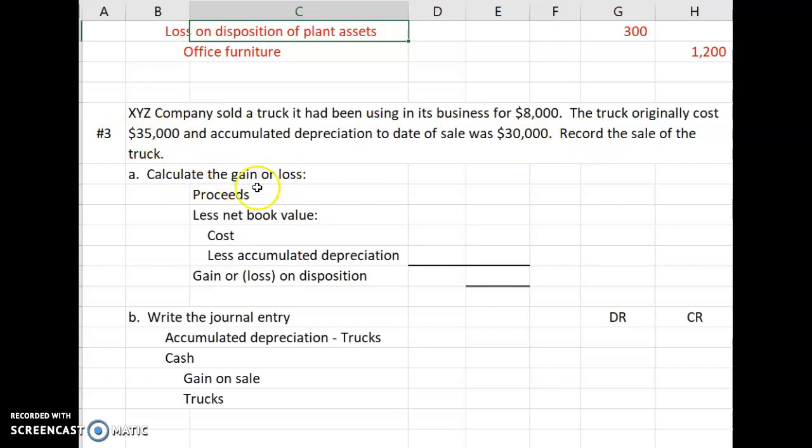First, calculate gain or loss. Proceeds. We did receive some money. We received $8,000 on the sale of this truck. The cost of the truck was $35,000. Accumulated depreciation to date of sale was $30,000. That means we have a $5,000 net book value on the truck. And $8,000 minus $5,000 is a $3,000 gain on the sale of the truck.